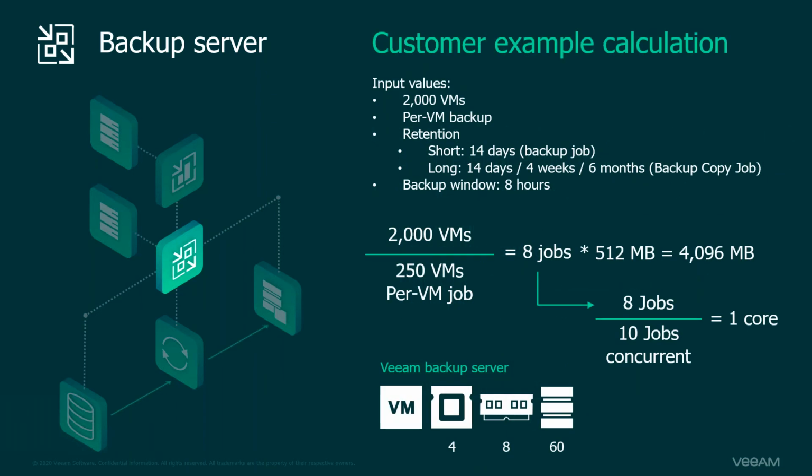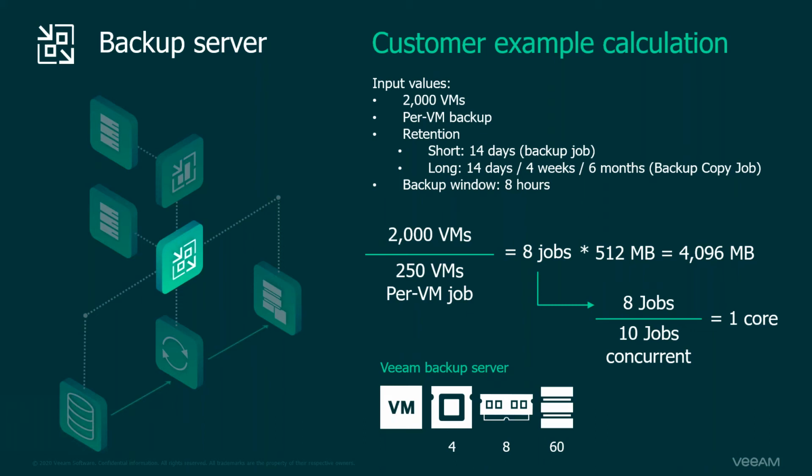So let's look at our customer example calculation. We have 2,000 virtual machines. We're going to be doing per VM backups on our repository. And we've got 14 days of on-site retention and then off-site retention 14 days with that GFS 4 weeklies, 6 monthlies. And now you'll notice here I have backup job and backup copy job.